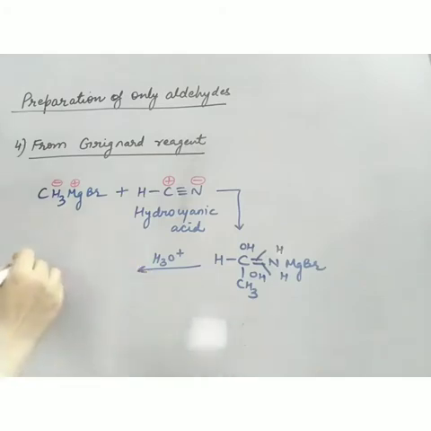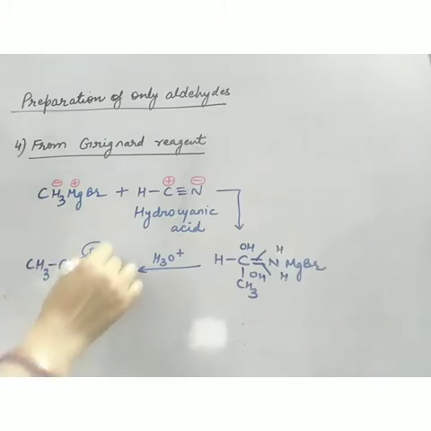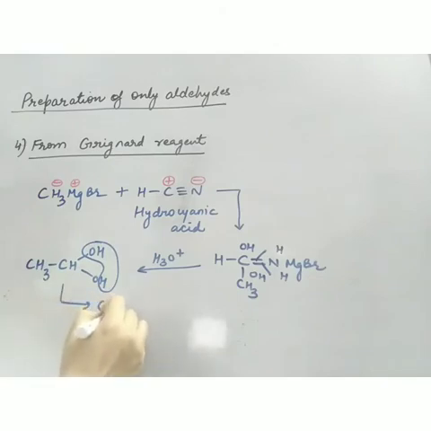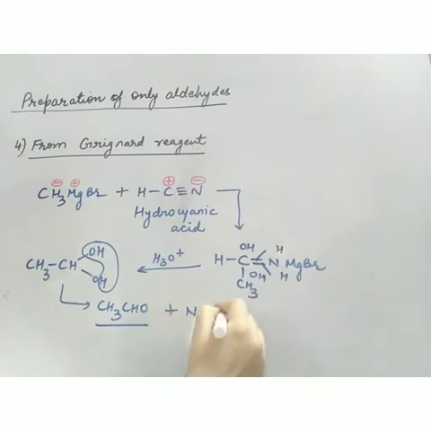And what is the main product? It is CH3, CH, OH and OH. Again the same rule. Water is removed and we get the main product, that is CH3CHO. And this is the byproduct. The byproduct is NH2MgBr. This is how you can prepare any aldehyde by using Grignard reagent.